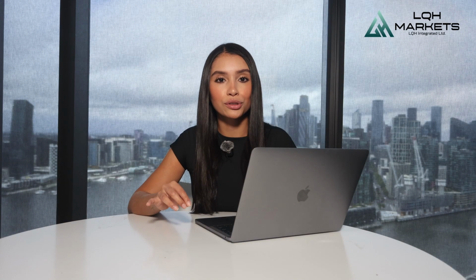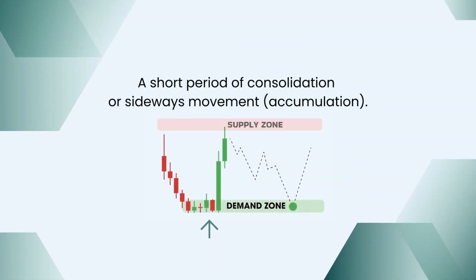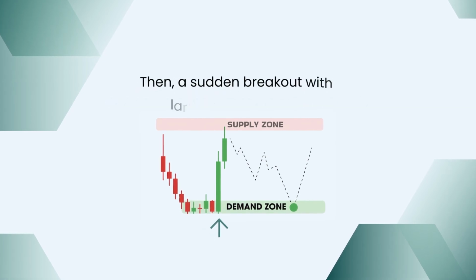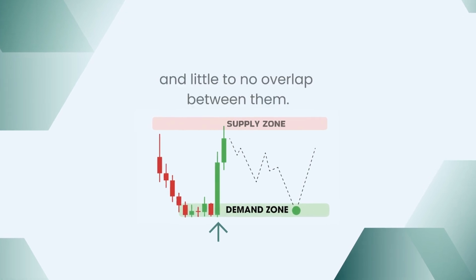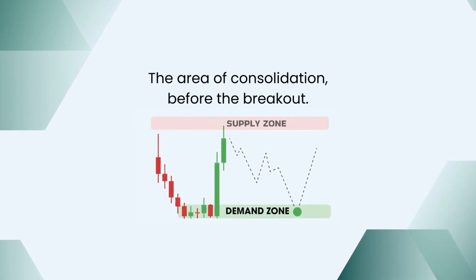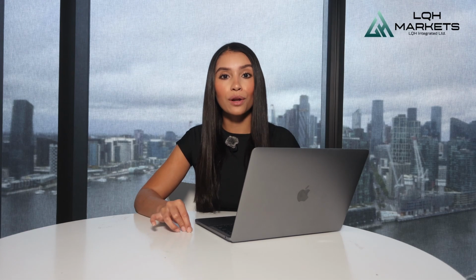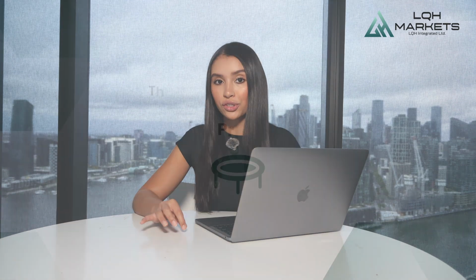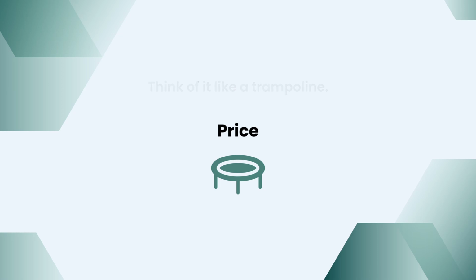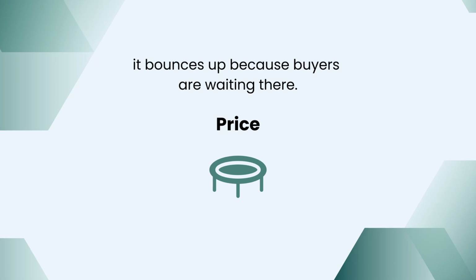The classic structure looks like this: a short period of consolidation, sideways movement, accumulation. Then, a sudden breakout with large bullish candles and little to no overlap between them. The area of consolidation before the breakout is where institutions left unfilled orders. When price later revisits that zone, those orders can get triggered again, creating a new bullish reaction. Think of it like a trampoline. Every time price falls back into that area, it bounces up because buyers are waiting there.